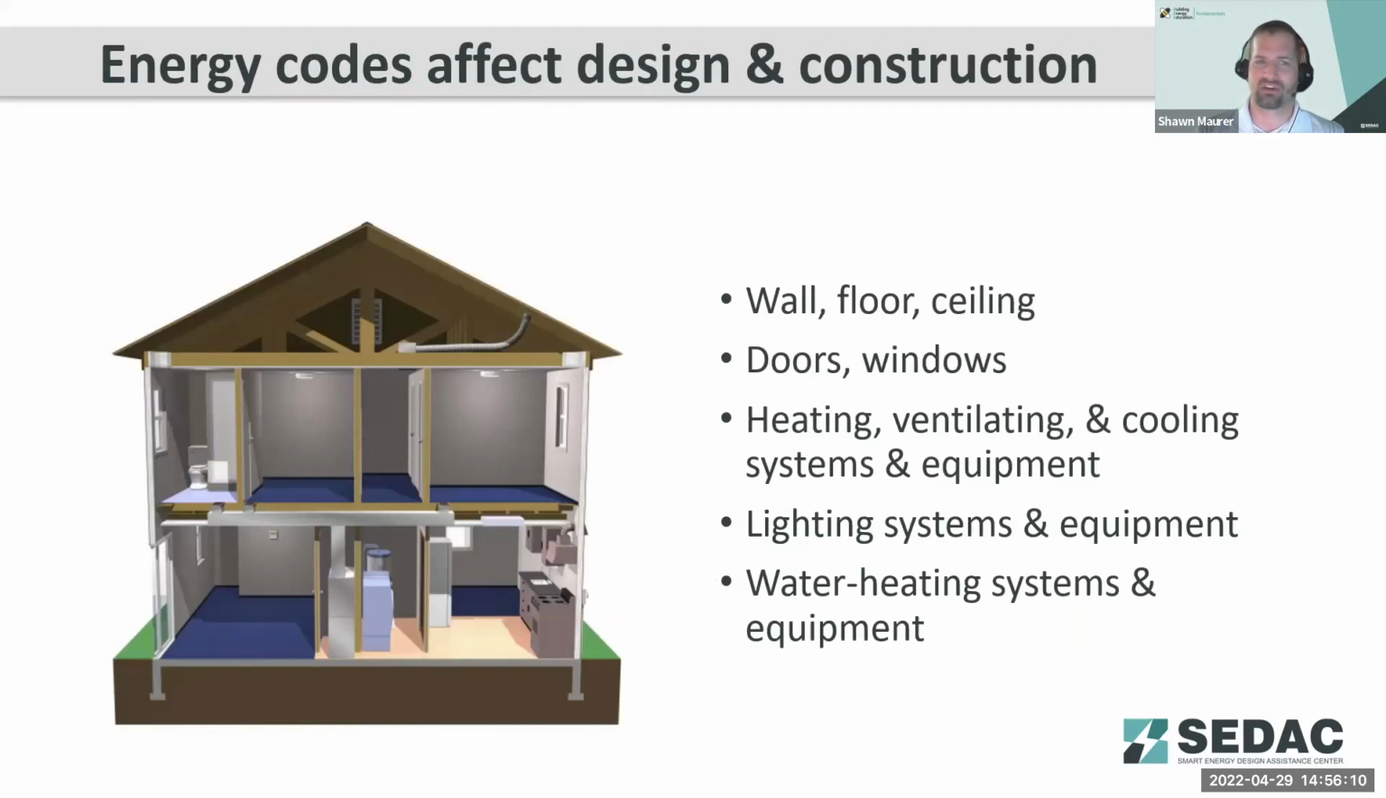So the energy codes are going to affect the design and construction of the opaque assemblies of the building: the wall, the floor, the ceiling; the transparent assemblies, doors and windows; the heating and ventilation systems, which all have specific requirements; lighting systems and equipment; and water heating systems and equipment.